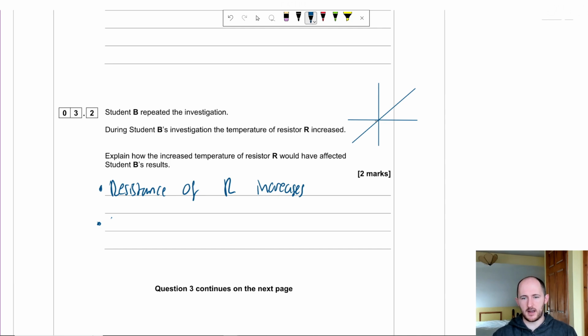So you can just say that the IV graph would not be straight, would not be directly proportional, or it would be curved. Anything along those lines will get you the marks. So you're basically implying that it's not straight. So again, it could be curved, not directly proportional, would not be straight, etc. And again, I personally think that doing the reason and then the effect is way, way easier.